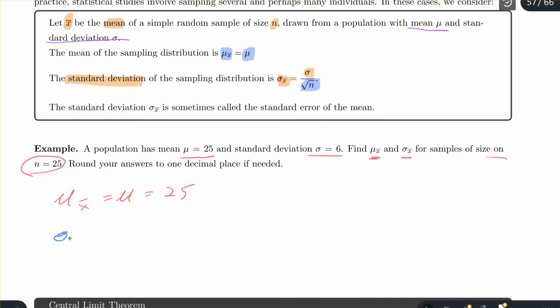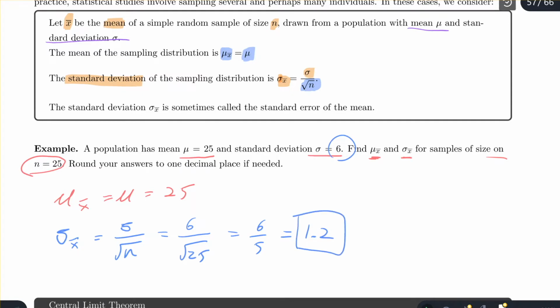Standard deviation changes, where we do the square root of n. The population standard deviation is 6, so we do 6 divided by the square root of 25, which is 6 over 5, equals 1.2. So when we're sampling, we can use the same mean from the population, but we need to adjust the standard deviation value.